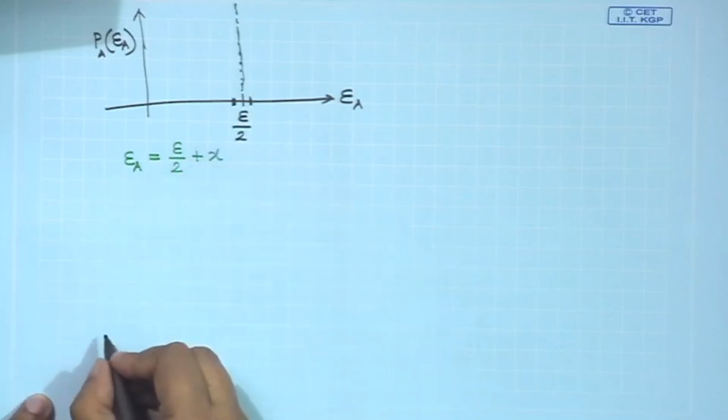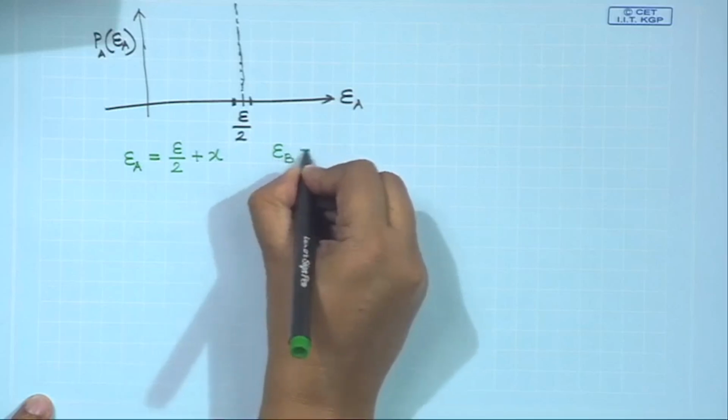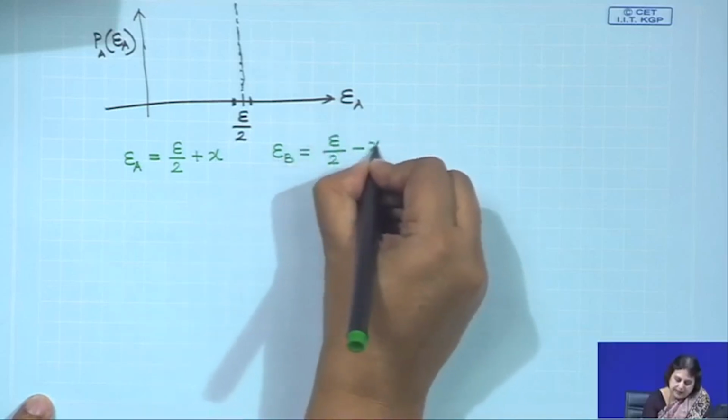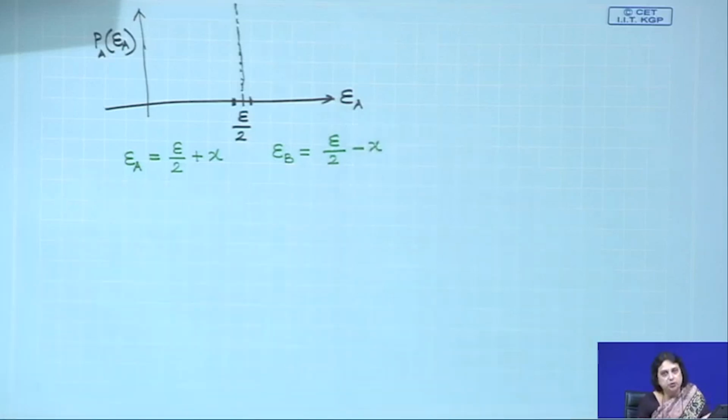So, what is going to be the corresponding value of epsilon B? Epsilon B is going to be equal to epsilon by 2 minus x, so that the two of them add up together and give you the total energy epsilon. Under such circumstances, what happens?